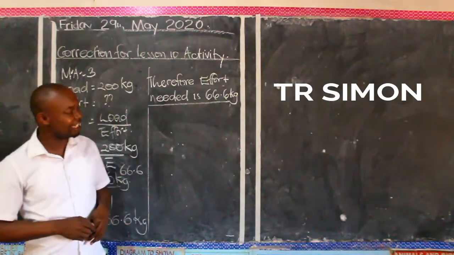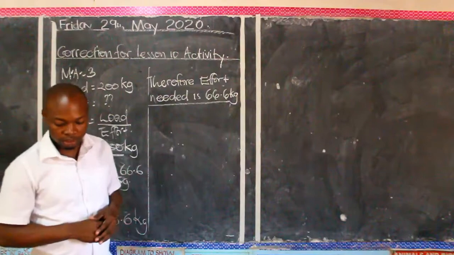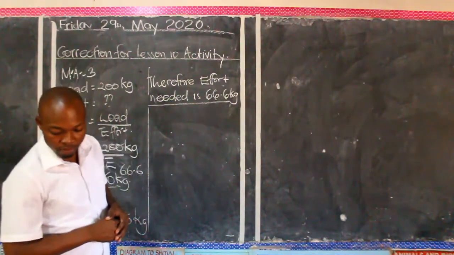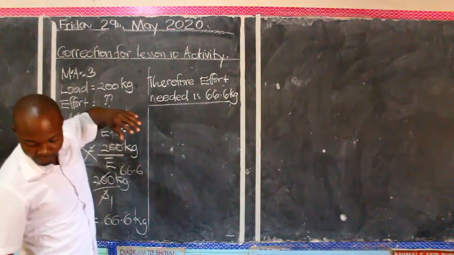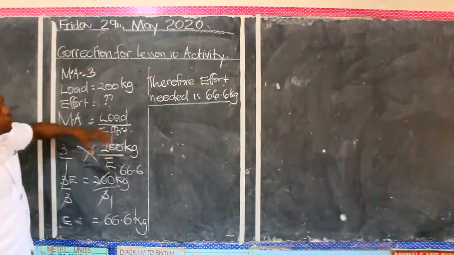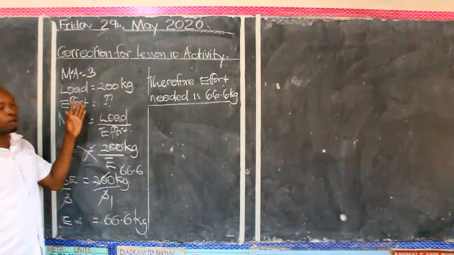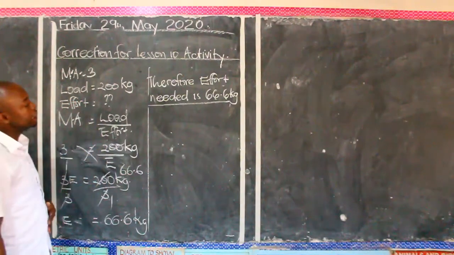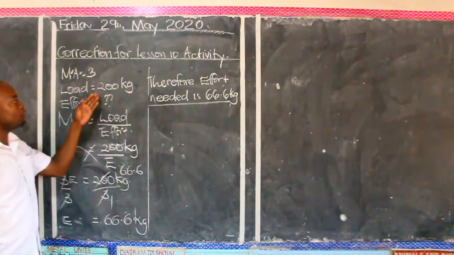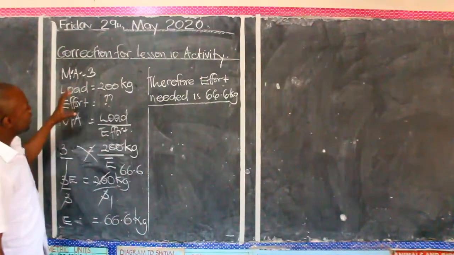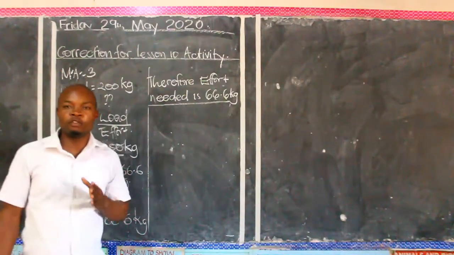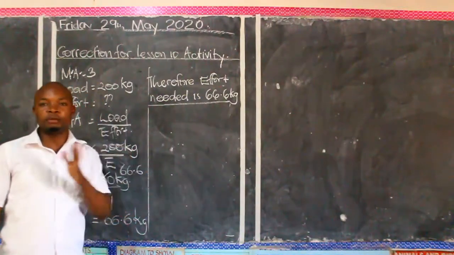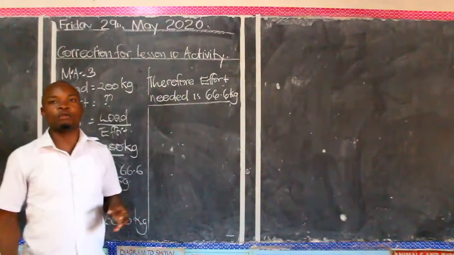I'm beginning with the science, and without wasting any moment, I want to begin with the correction for activity for lesson 10, where we are to look for effort required to raise the load of 200 kilograms. And remember, we said when we are dealing with the movable pulleys, these are fixed and movable pulleys, block and tackle combination.